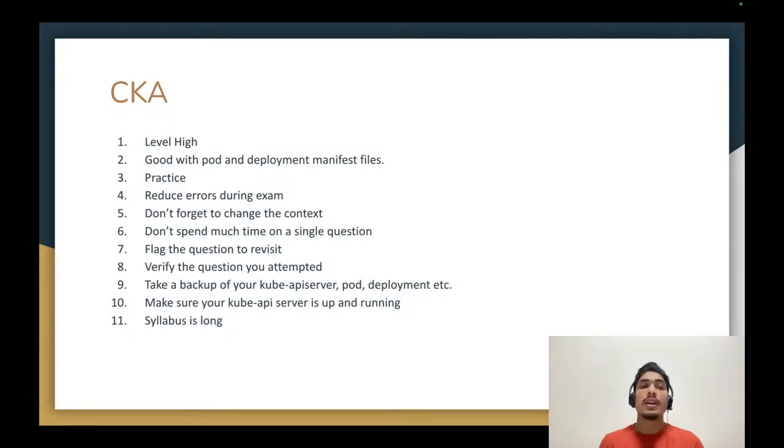Once you are done with a question, verify what you have attempted. Let's say you have to create a secret, mount it into a pod, and apply the manifest file. So three steps were included: first create a secret, then mount it as a volume in a pod, and apply the manifest file. Using your kubectl command, you can quickly verify with kubectl get secret whether the secret is created or not. Then check whether your pod is available, and describe the pod and look for the name of the volume which was mentioned.